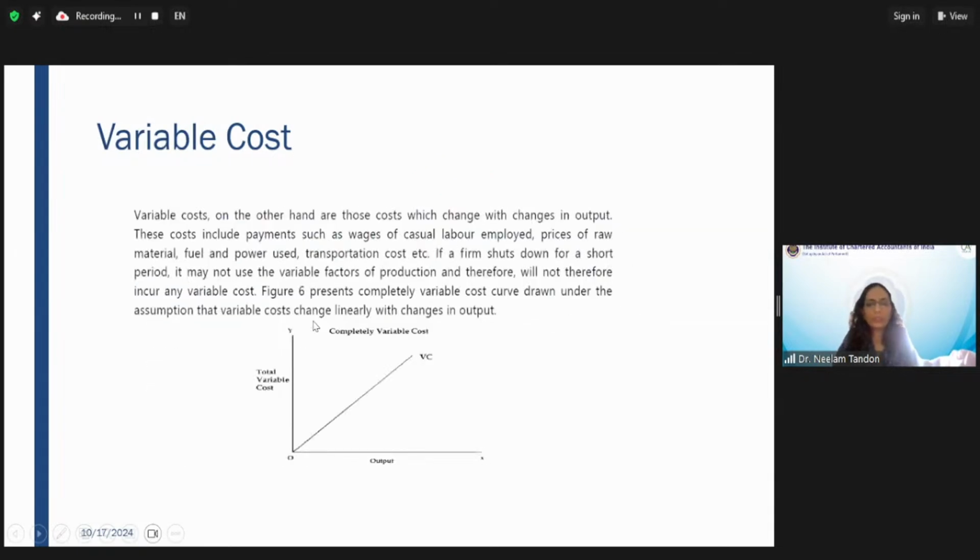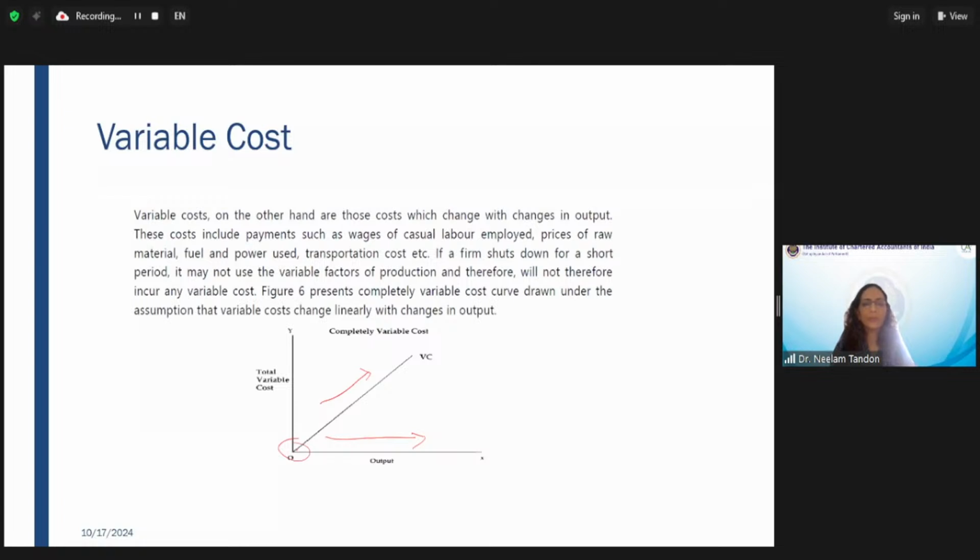Then variable cost. So you have fixed cost, you will have some variable cost. Now, if you look at the graph here, you can see the variable cost. When the output is zero, variable cost is zero. As the output is increasing, the variable cost is increasing. So variable cost increases with increase in output.